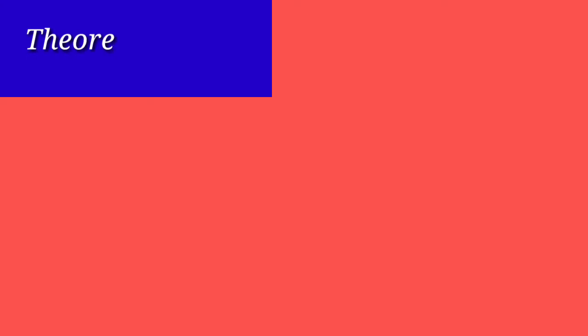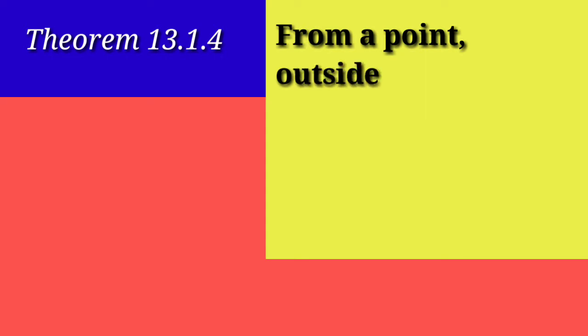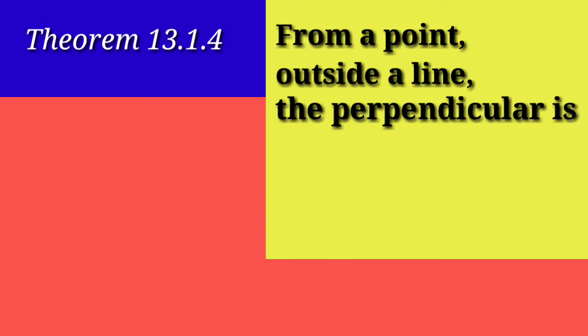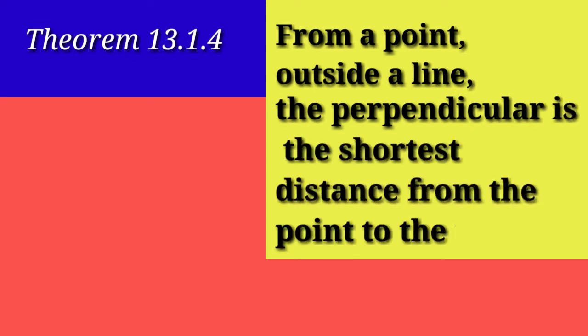Theorem 13.1.4. From a point outside a line, the perpendicular is the shortest distance from the point to the line.